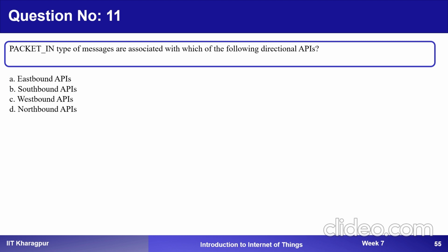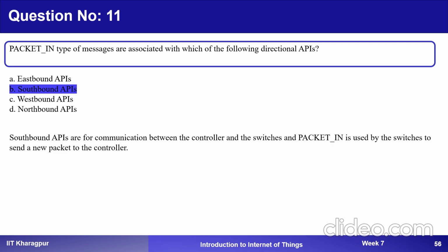Next question is, packet type of messages are associated with which of the following directional APIs? Options are eastbound APIs, southbound API, westbound API, northbound API. Ma'am, southbound. Yeah, southbound, option B. Right, southbound API, because southbound APIs are responsible for the interaction between your data plane and your controller, and these packet-in messages are also exchanged between your switches and your controller.